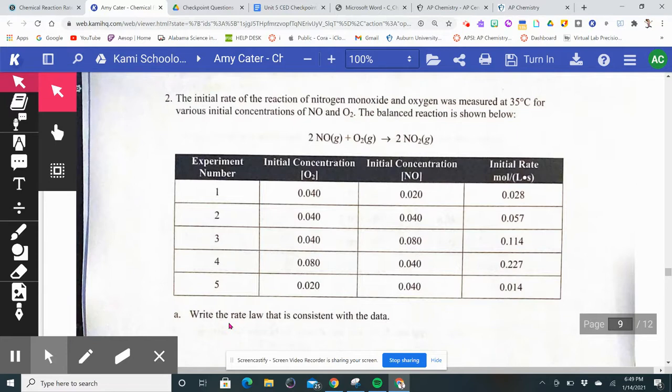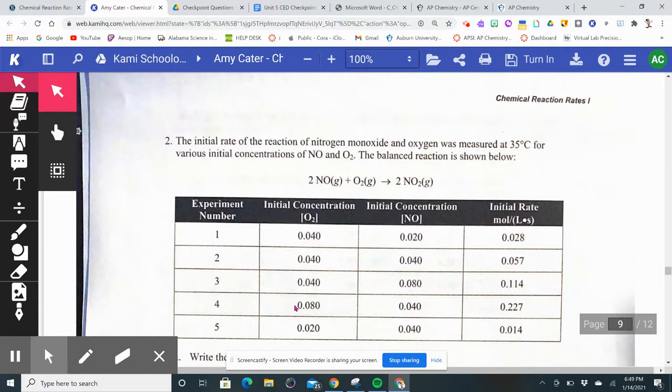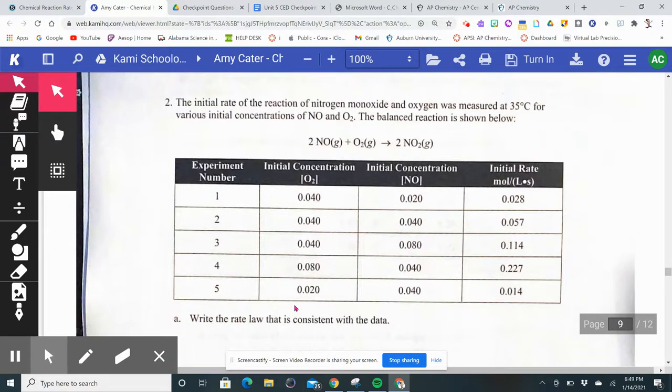All right, question number 2. I'm not going to do every single one of these, but I am going to kind of get us started so that you know what to do, what to look for. The initial rate of the reaction of nitrogen monoxide and oxygen was measured at 35 degrees Celsius for various initial concentrations of NO and O2. The balanced reaction is shown below. Okay, so you got the reaction, got your data table. We have to write a rate law that is consistent with this data.